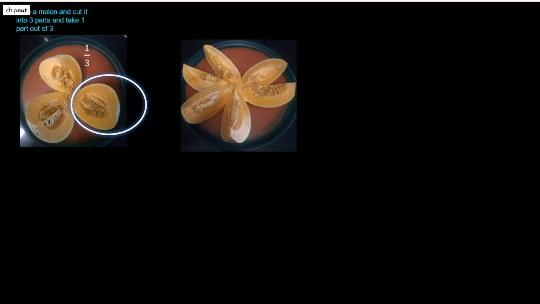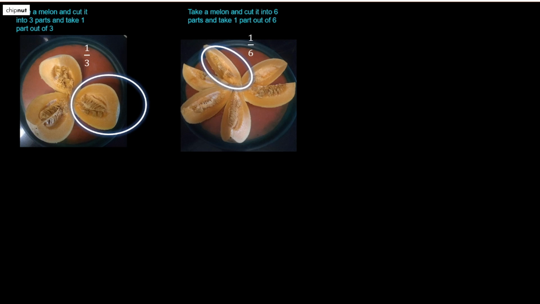So friends, we understood this with numericals. Let us understand this with a real life example. Suppose we take a melon and cut it into three parts and take one part of the three. We get the fraction as 1 by 3. Suppose we cut it into 6 parts and take one part out of 6. We get the fraction 1 by 6.